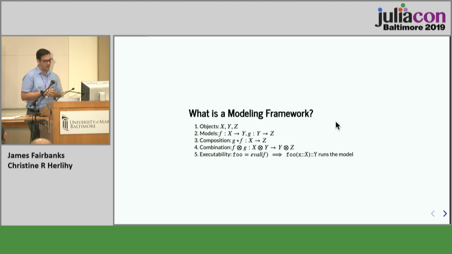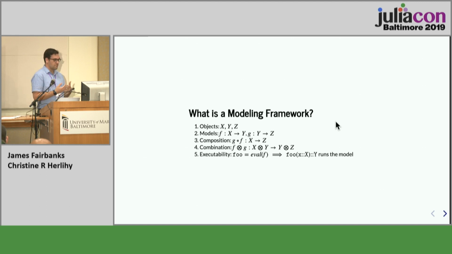And they have to have two operations. I can compose them the way you compose functions. If I have one model of a system that takes an x and makes a y, or another way of phrasing that, it models y in terms of x, and another one that models z in terms of y, I can compose those to get a model of z in terms of x. And this works just like function composition.